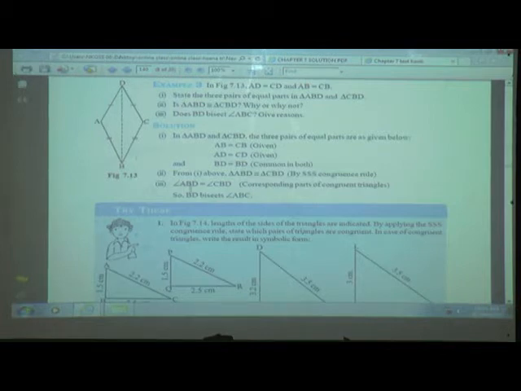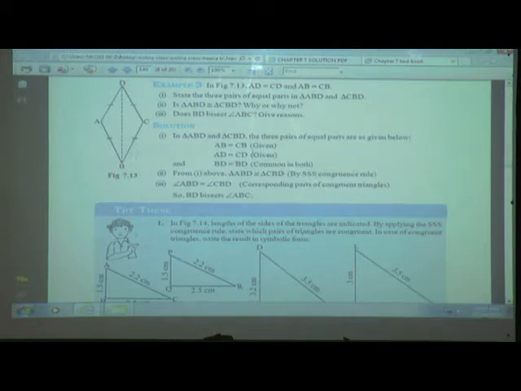So angle ABD is equal to angle CBD, as they are corresponding parts of congruent triangles. So BD bisects angle ABC. BD is the bisector of angle ABC. Which criteria had we used? Here we had used the SSS criteria.